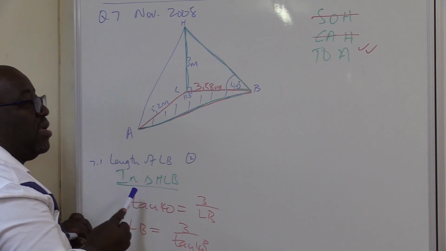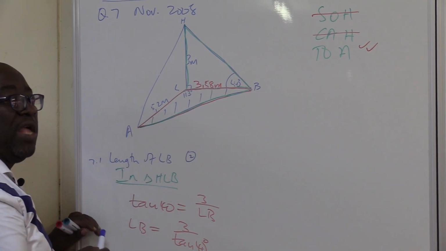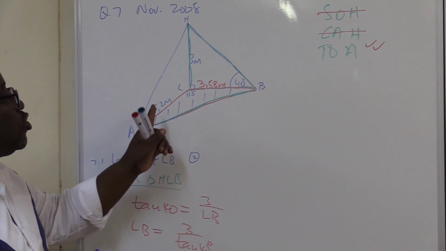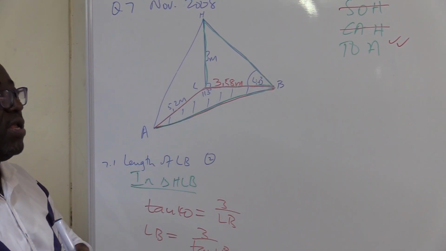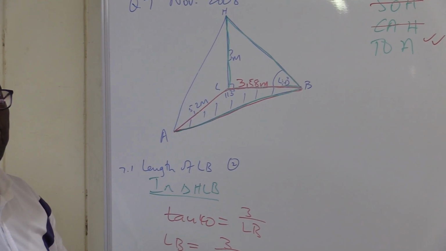In this particular case, we've got this side, we've got that side, and the included angle. Which rule do we use when we have 2 adjacent sides and the included angle? Of course, it's the cosine rule. So I know exactly which rule I will use.